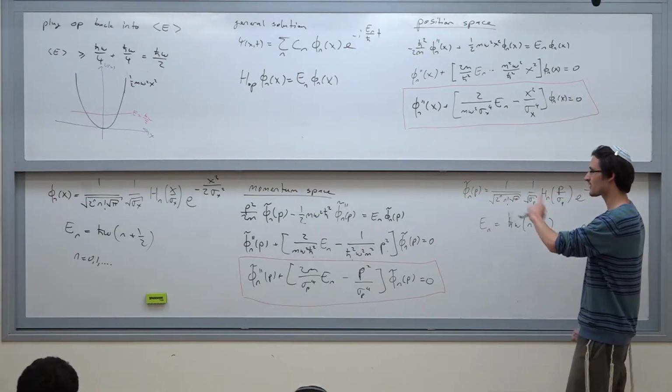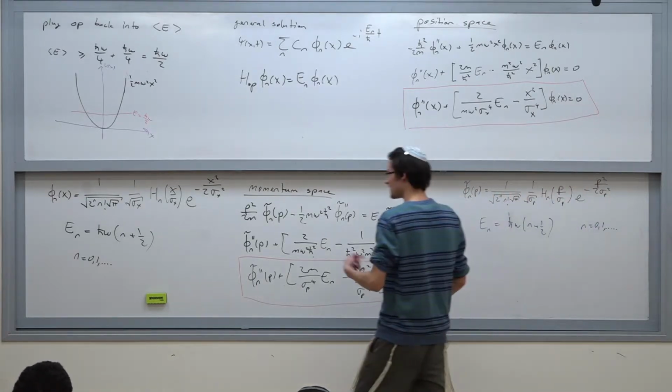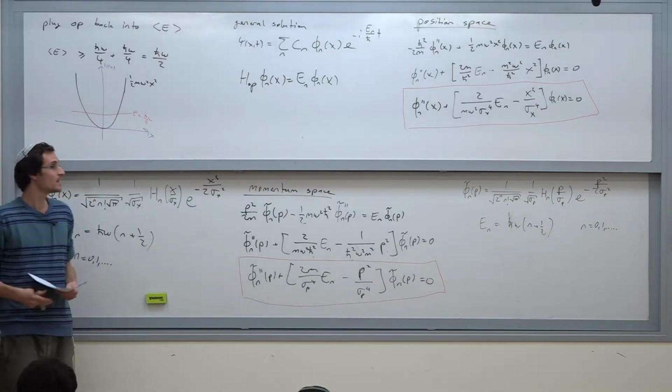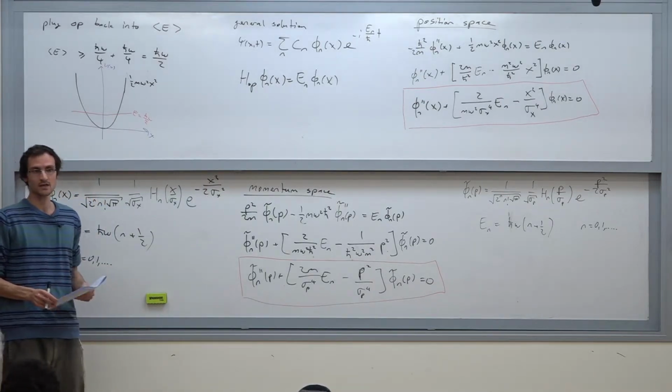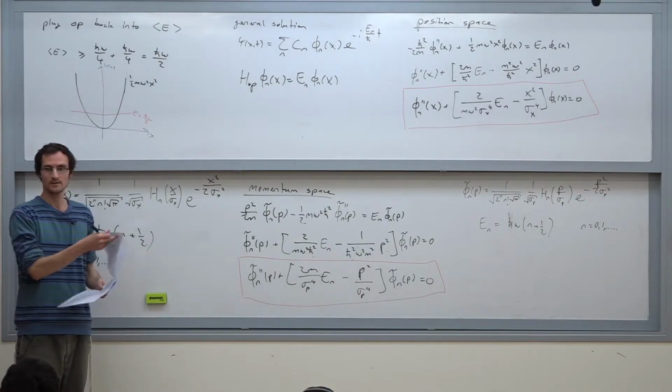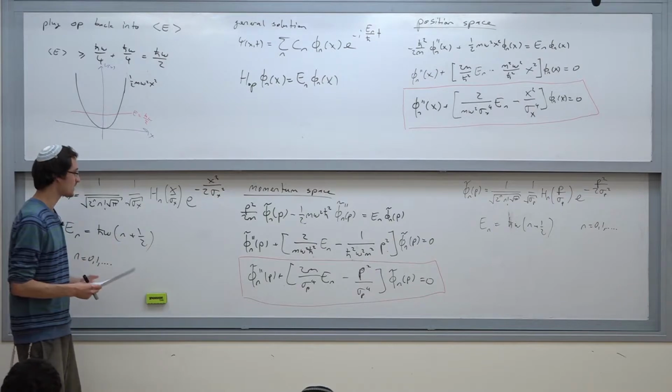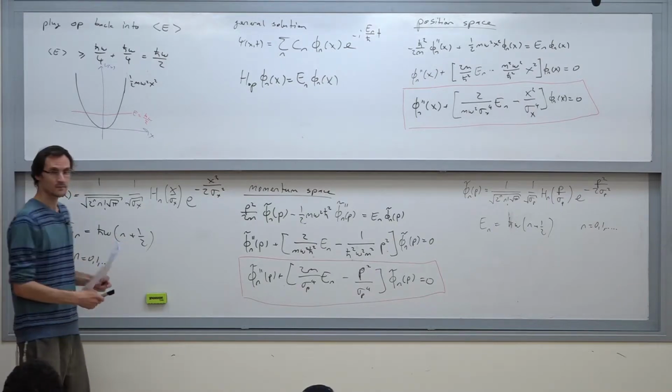So the form of the eigenstates is the same in momentum and position space, and of course, again, this only works because the Hamiltonian is quadratic in both x and p. So the two are equivalent. That's basically what I'm trying to point out here. Questions?